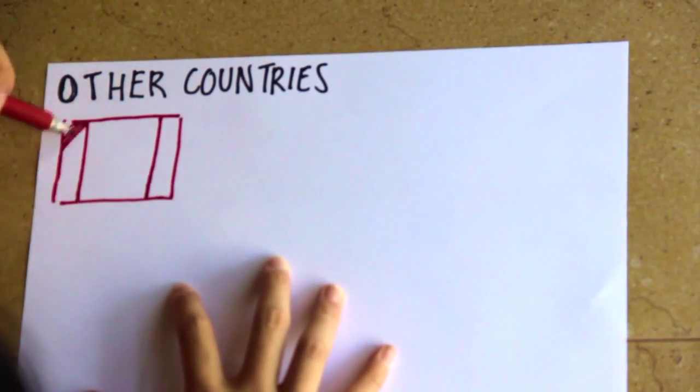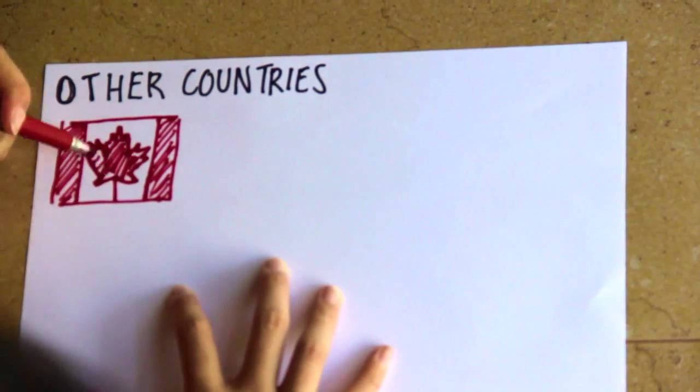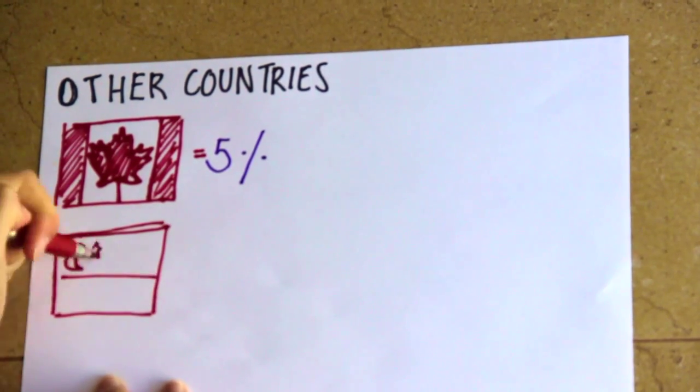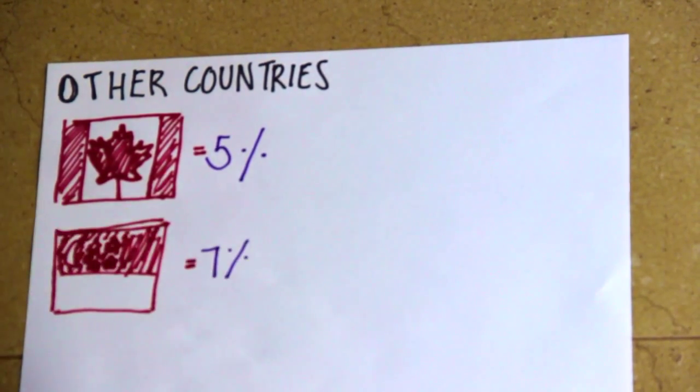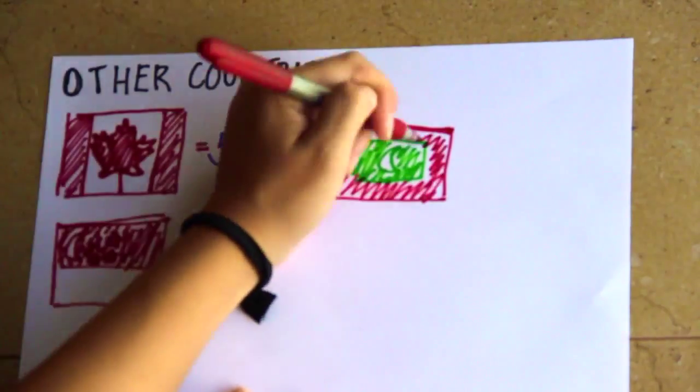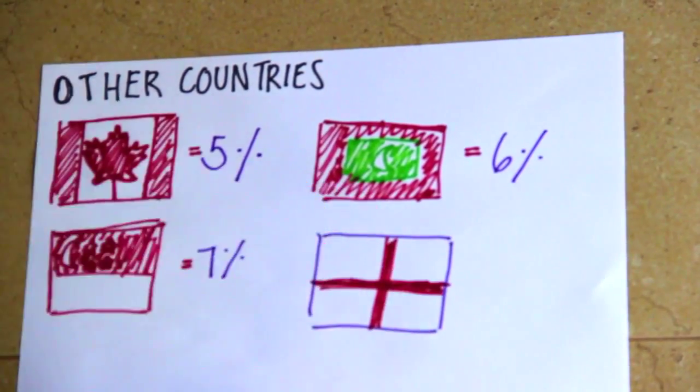GST rates in other countries are different, e.g. Canada's GST rate is 5%, Singapore's rate is 7%, the Maldives' rate is 6%, and the UK's rate is 5%.